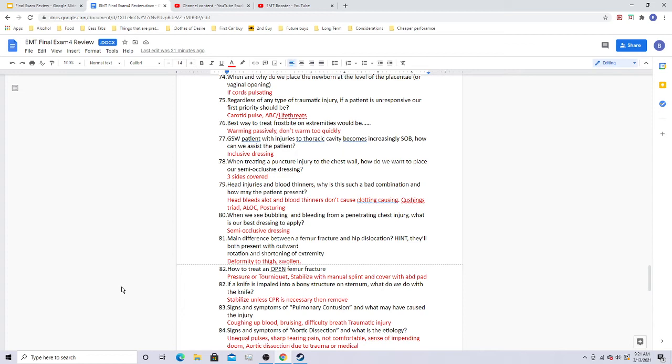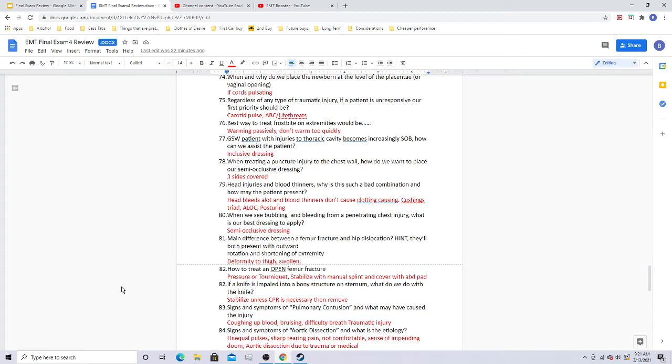Main difference between a femur fracture and hip dislocation. So when the thigh gets snapped with the femur fracture, you're gonna get a deformity to the thigh, and it's gonna be swollen to shit. Hip dislocation will generally not present with either of those.